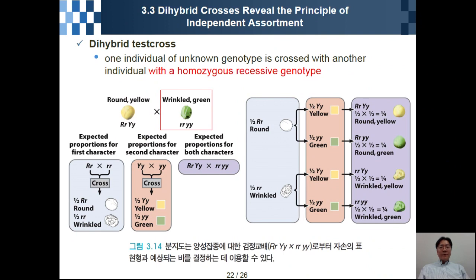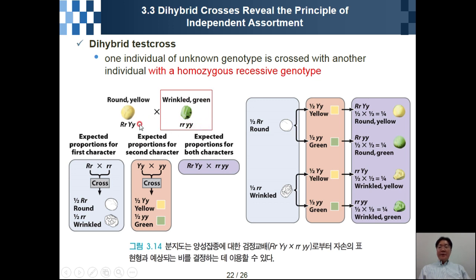In this slide, we will cover the dihybrid test cross. Previously, we covered monohybrid test crosses. It is nearly similar, but the difference is that the dihybrid test cross involves one individual of unknown genotype, but with 2 alleles which encode the shape and color, crossed with another individual with a homozygous recessive genotype. Homozygous recessive genotype means wrinkled and green, small rr, small yy.